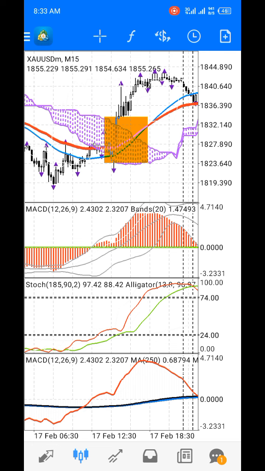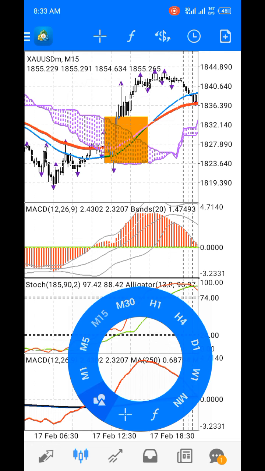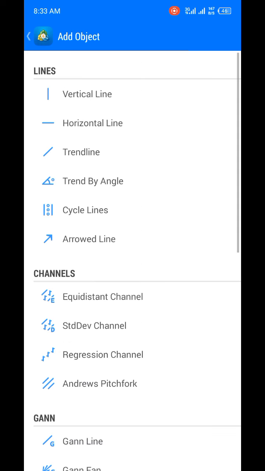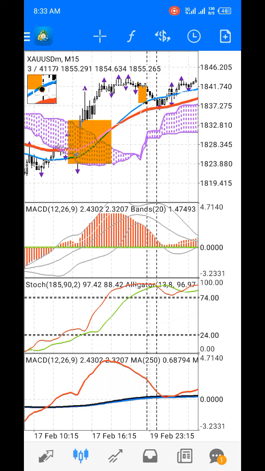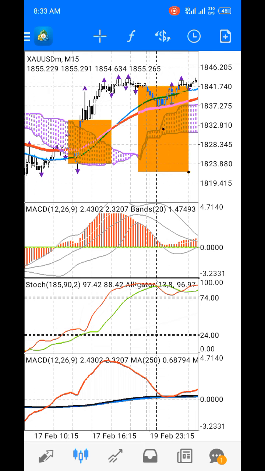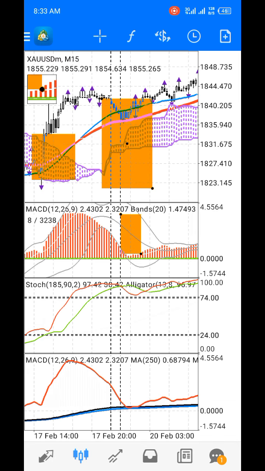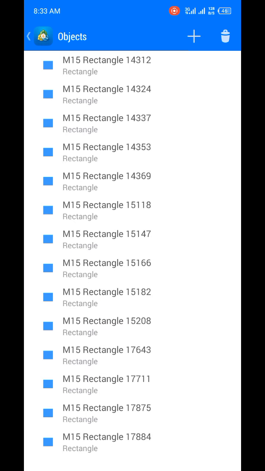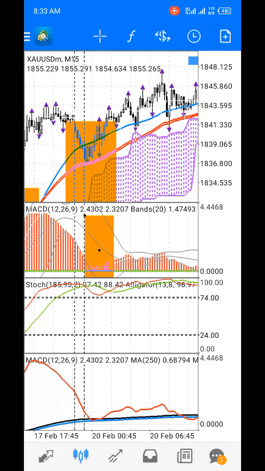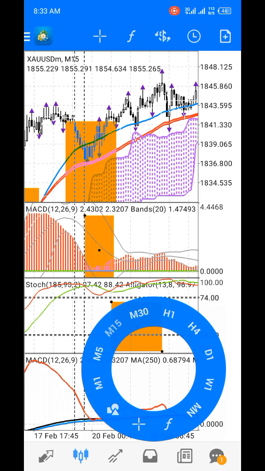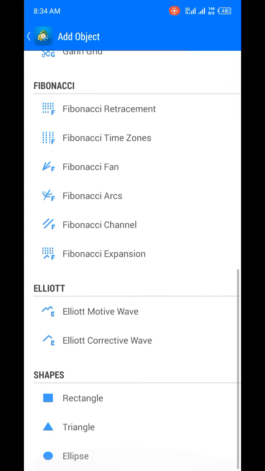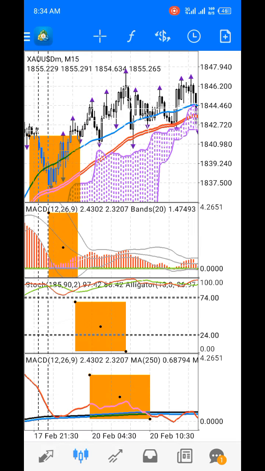I have XAUSD on my screen on the 15 minutes time frame, and the chart is divided into four windows. This is my main chart. This is my indicator window one. My indicator window two is right here, and this is my indicator window three, which is the last window at the bottom.